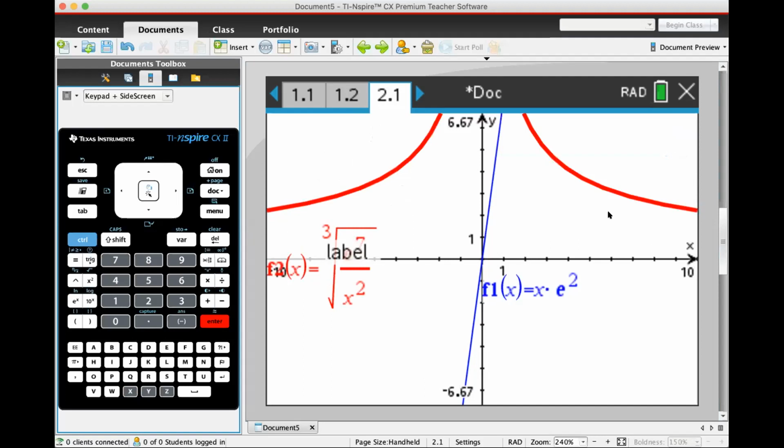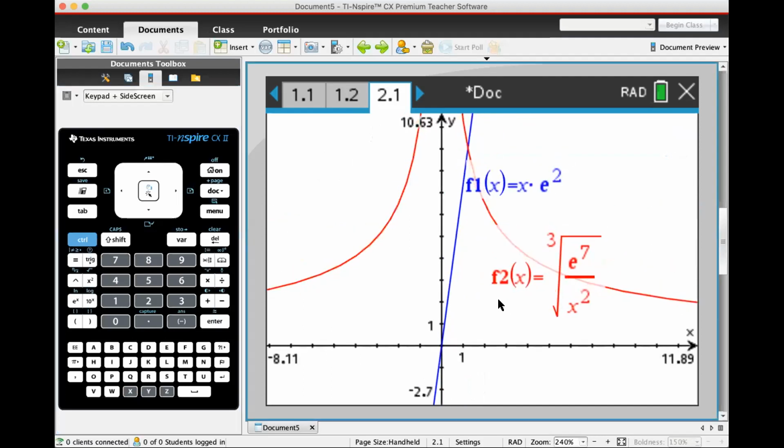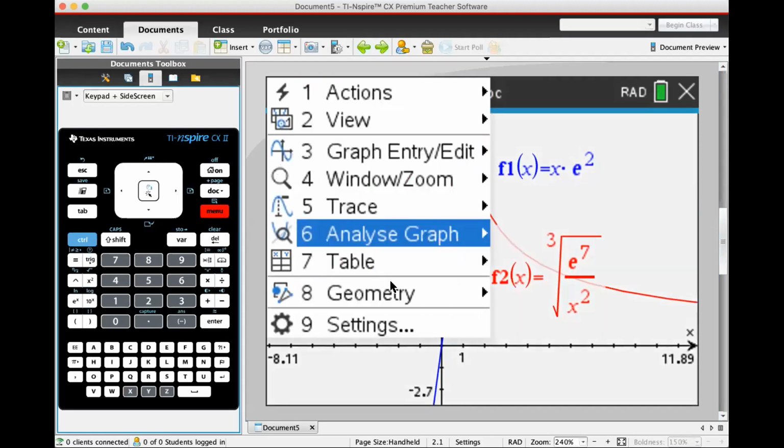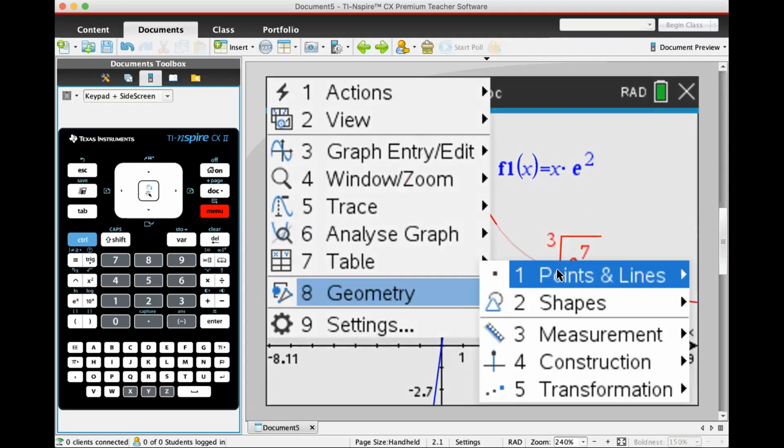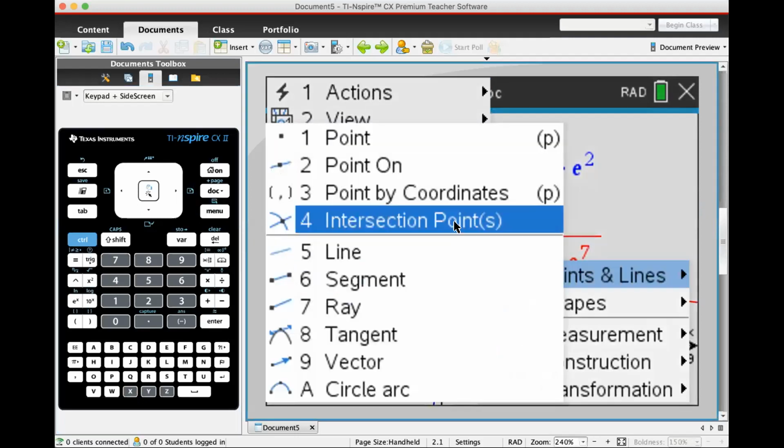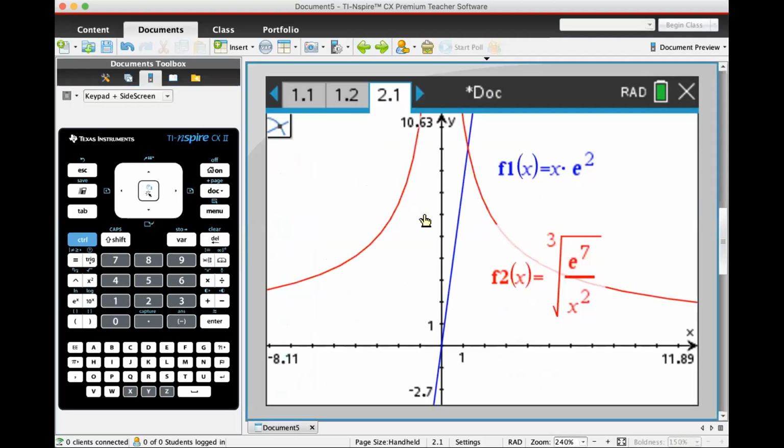And you know what simultaneous equations are, right? It's the point of intersection, so that question can easily be solved by just going to menu, geometry, points and lines, intersection points, choose the two graphs, and there you got it.